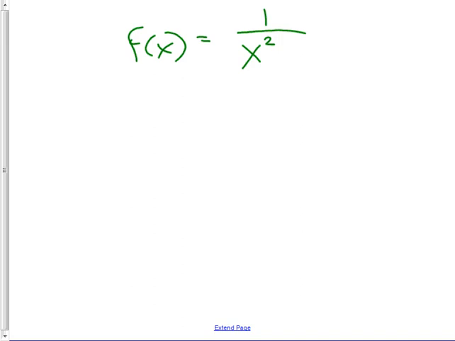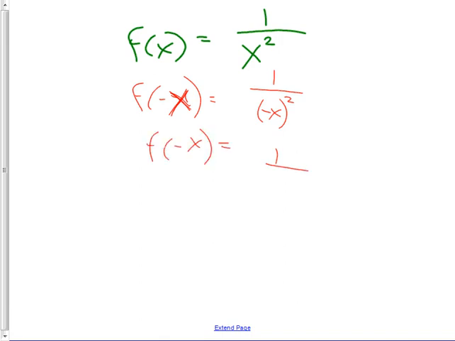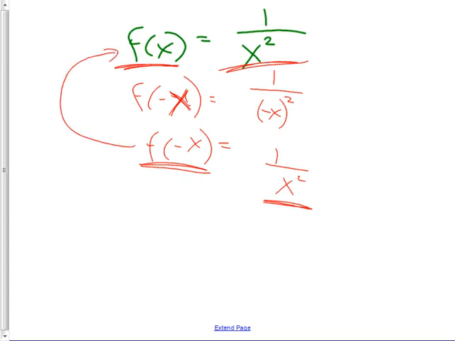All right. Here's how I'd prove it. I stick in f of negative x, and I would have 1 over empty spot squared, and in the empty spot I drop in negative x, and then this becomes 1 over x squared. And that's the same as that, which proves this is the same as this, and that's the definition of even, if f of negative x and f of x are equal. Remember that definition? The definition of even functions is if f of negative x is equal to f of x, then it's even.